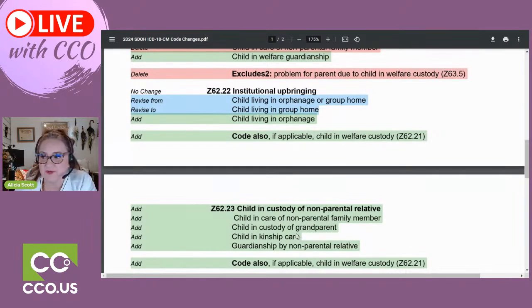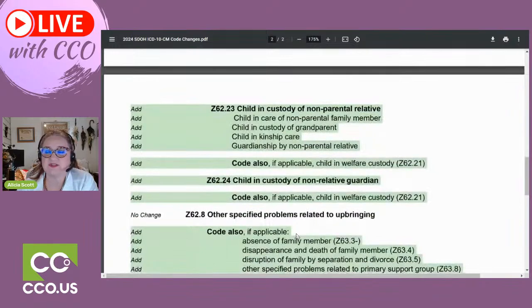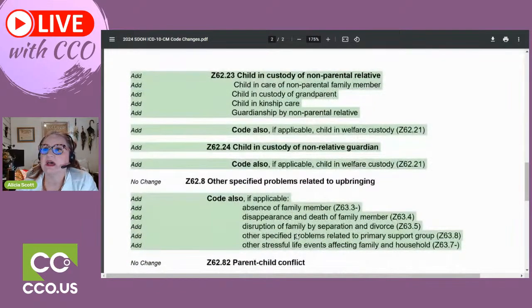They usually are, from my understanding, though. There could be another scenario, however. All right, moving on, we have Z62.23 was added, child in custody of non-parental relative.